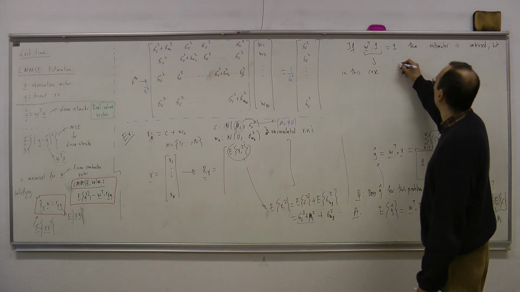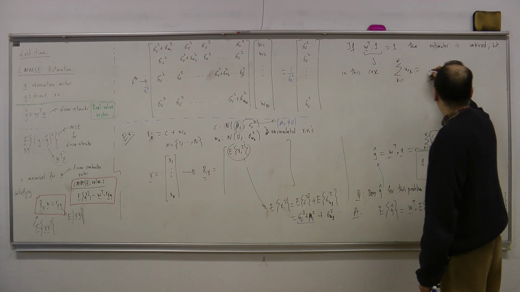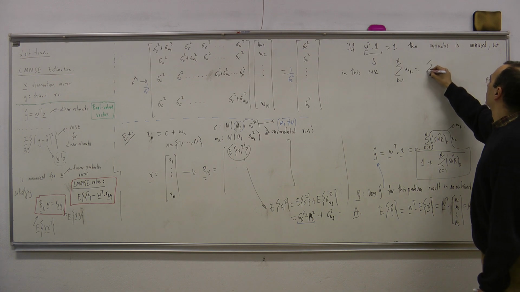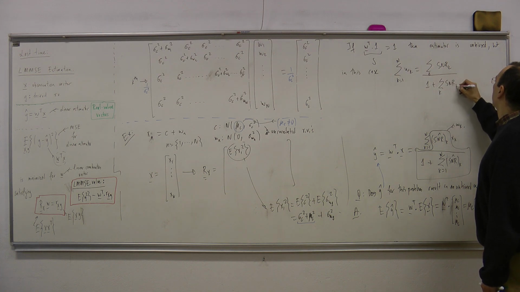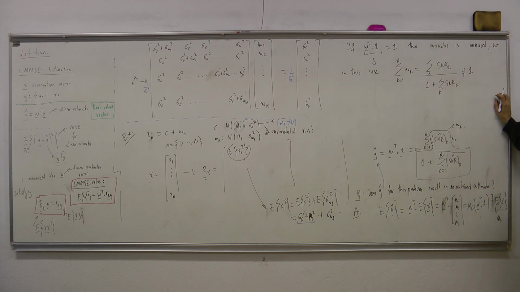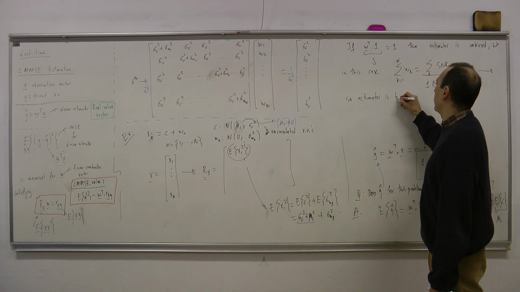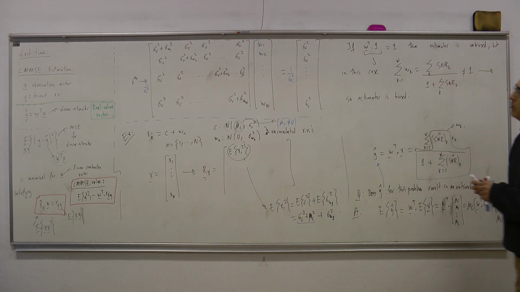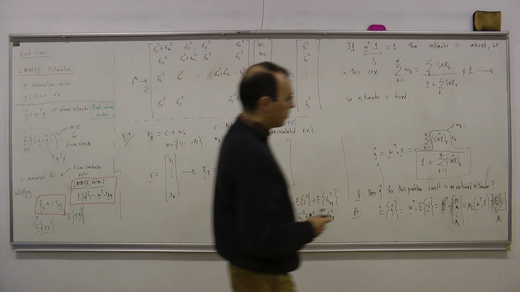In this case, the summation of all W_Ks is equal to this part actually. Summation of SNR_K over 1 plus SNR_K is not equal to 1. Okay. So the estimator is biased. That is one of our results. So we see that if mu_c is non-zero, then the estimator is biased.